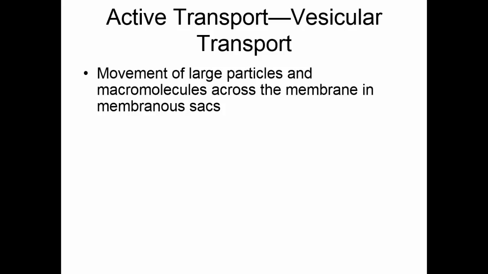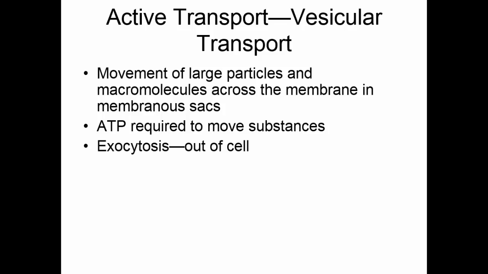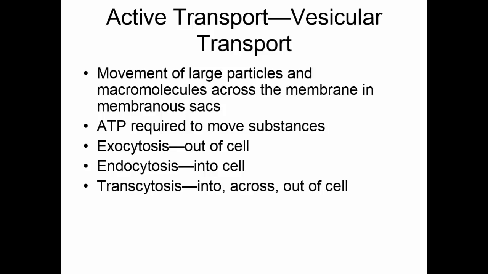The other kind of active transport is vesicular transport. Some molecules are just too large to have a hole in the membrane big enough to let them through. So this vesicular transport is how we get large particles and big macromolecules across the membrane, and they'll be in little membranous sacs. ATP is required to produce the membranous sac and move the substances. Exocytosis is when we're moving stuff out of the cell, and endocytosis is when we're moving stuff into the cell.